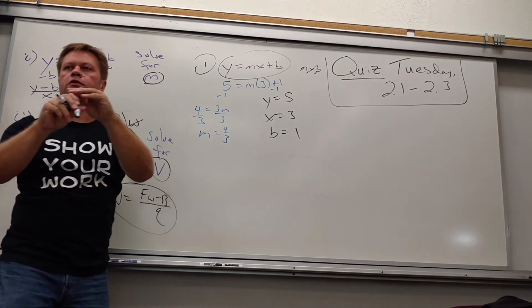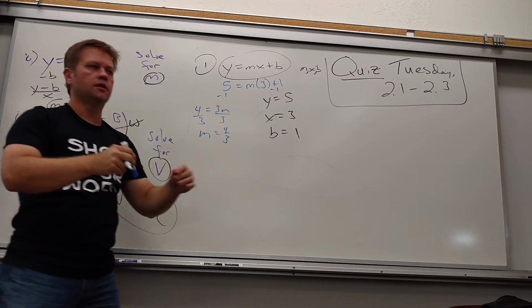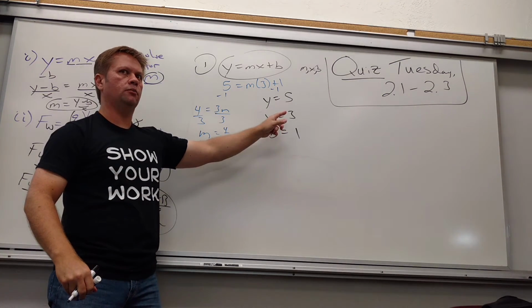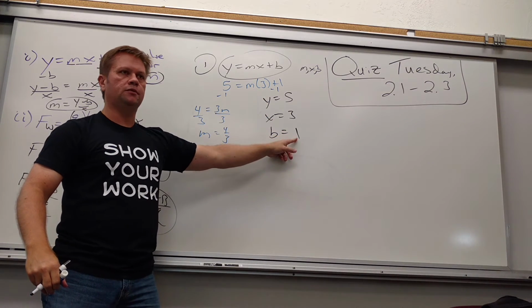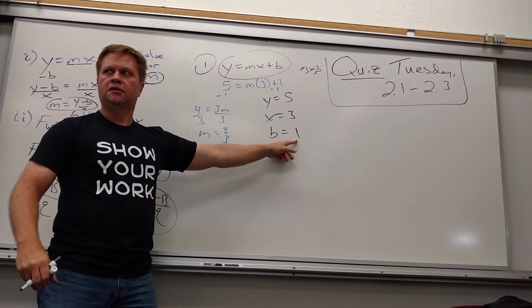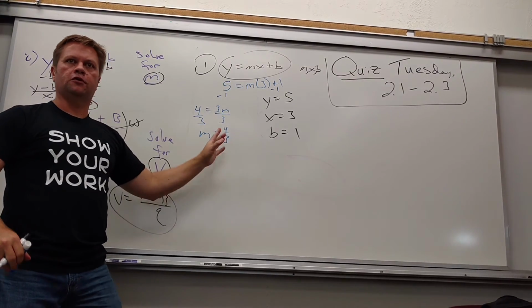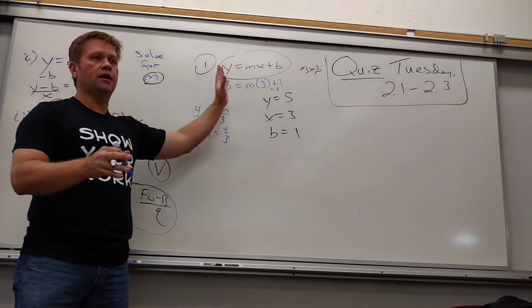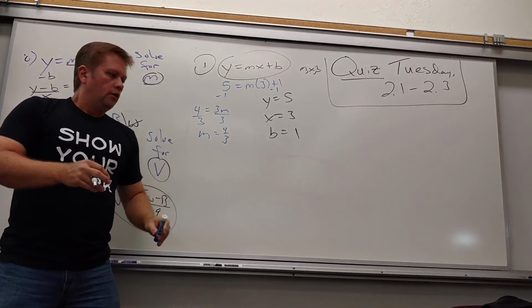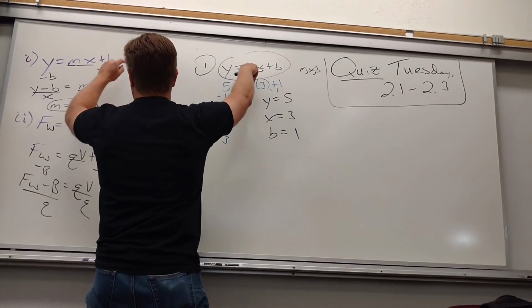So real quick, we're not into lines yet, but just to remind you guys, this means that if the line goes through the point (3, 5) and has a y-intercept of (0, 1), the slope would have to be 4/3. That's what all those letters refer to. Do you have to know that right now? No.